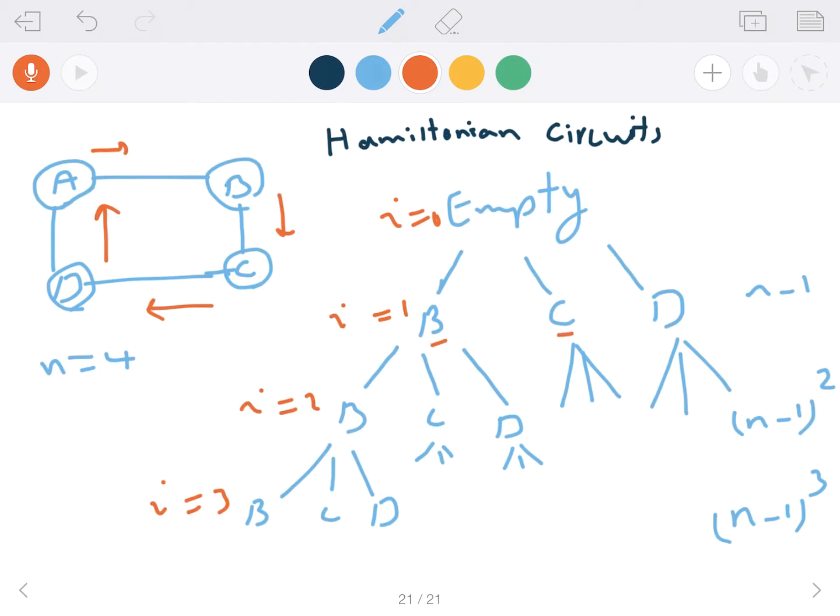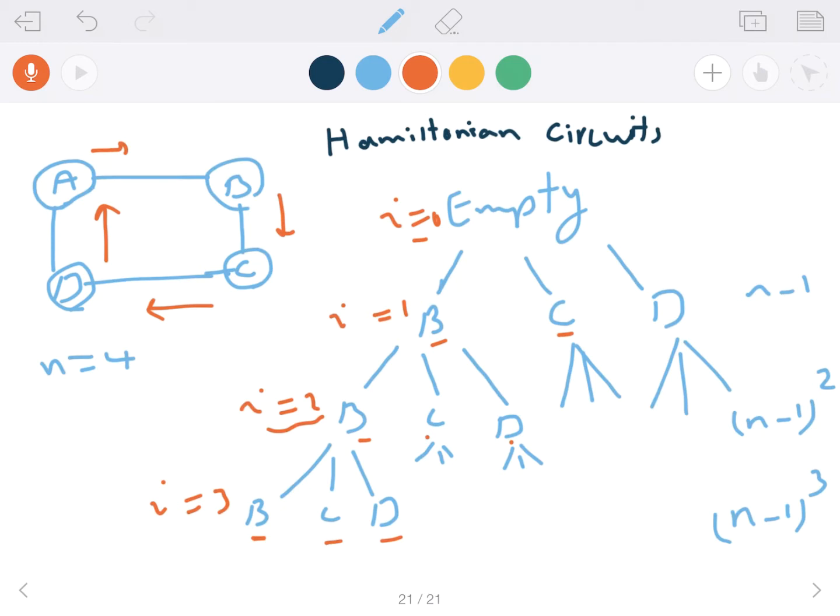So that's when i is equal to 1. Then on the next level we have again B, C, and D, because if B is promising, we are going to do it for all other nodes of the graph. And finally, when we have 2 nodes in our list plus the one that is A, we're going to visit the last node and go back to the start node, that is A.